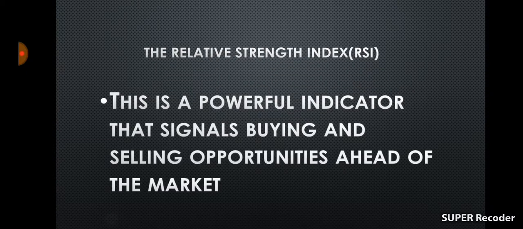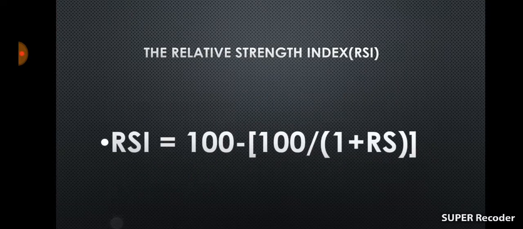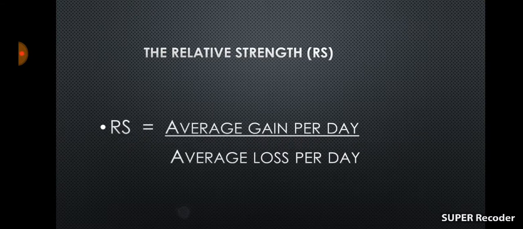The relative strength index is a powerful indicator that signals buying and selling opportunities ahead of the market. It helps to signal overbought and oversold conditions in a security. It can be calculated by applying the equation 100 minus 100 divided by 1 plus RS. RS means relative strength, which is calculated as average gain per day divided by average loss per day. The most commonly used time period for the calculation of RSI is 14 days.